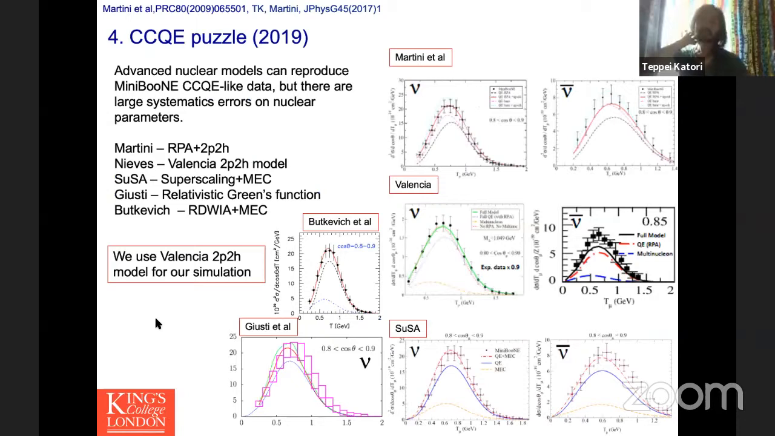This whole business is called the CCQE puzzle. And as of last year, there are lots of advanced nuclear models, and those more or less describe MiniBooNE data well. So we understand the role of these nuclear correlations, but still we can't really fix the parameters completely. So this gives an error and we need to be aware of it. And for this analysis, we use the Valencia 2p2h model, from the group at IFIC in Valencia.